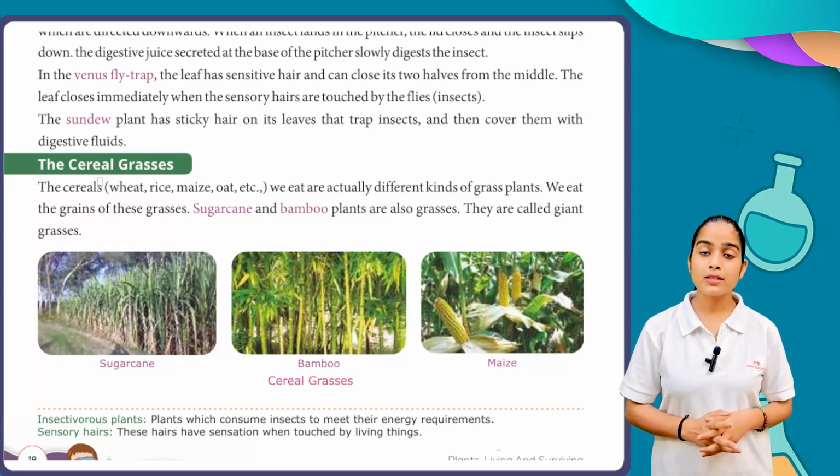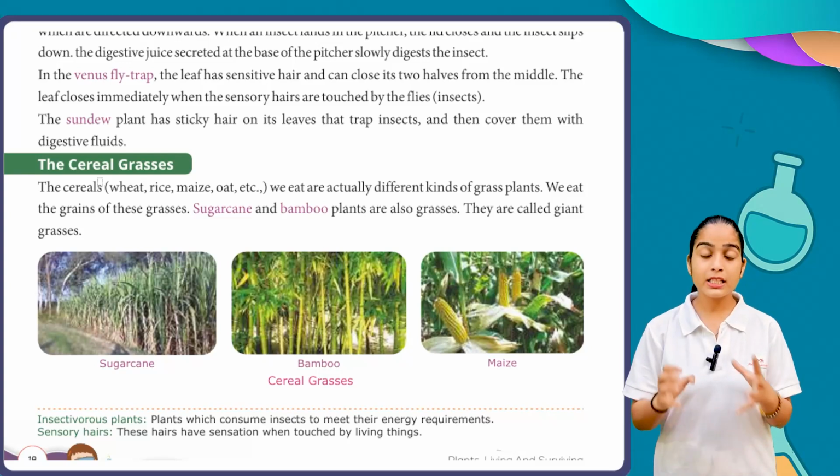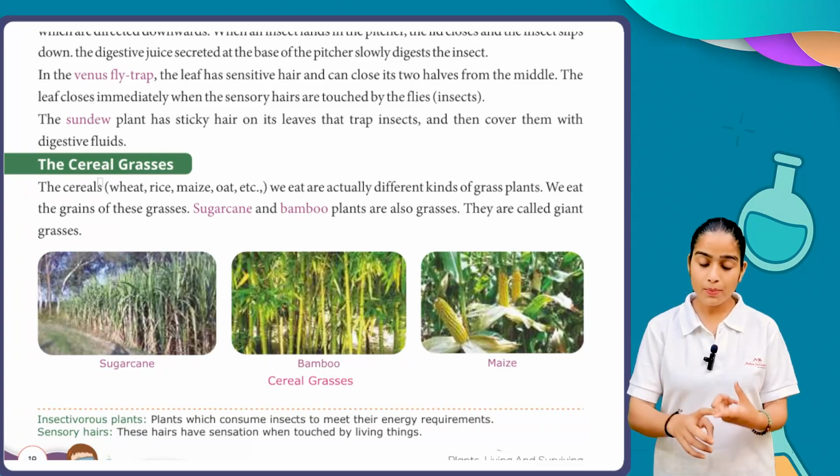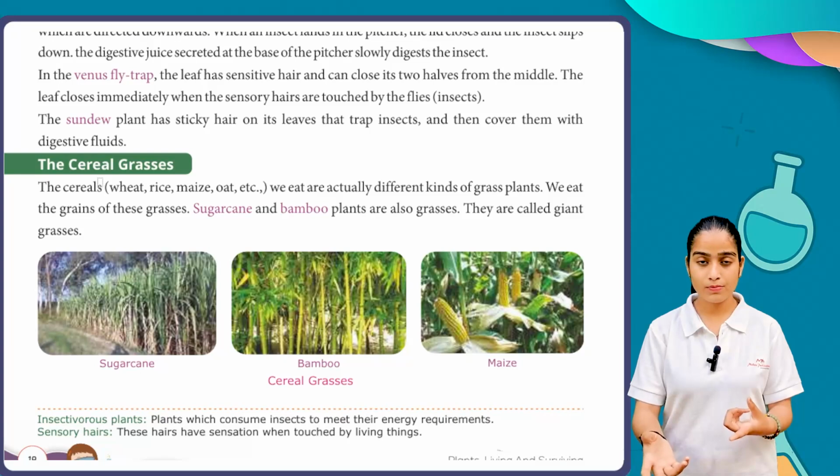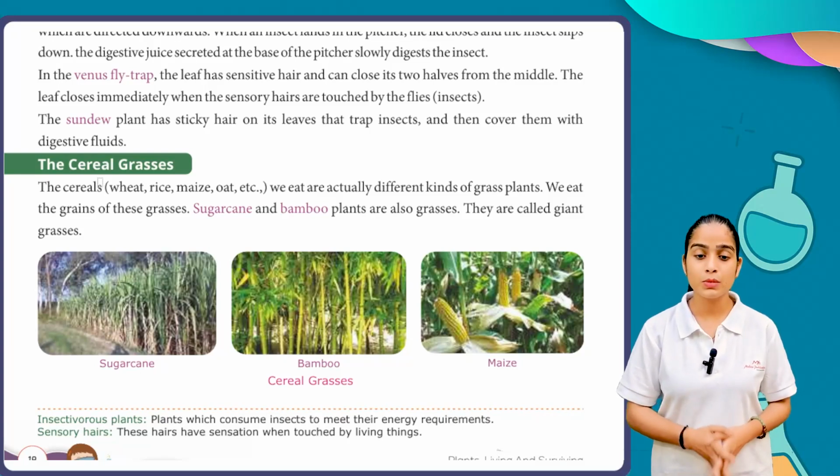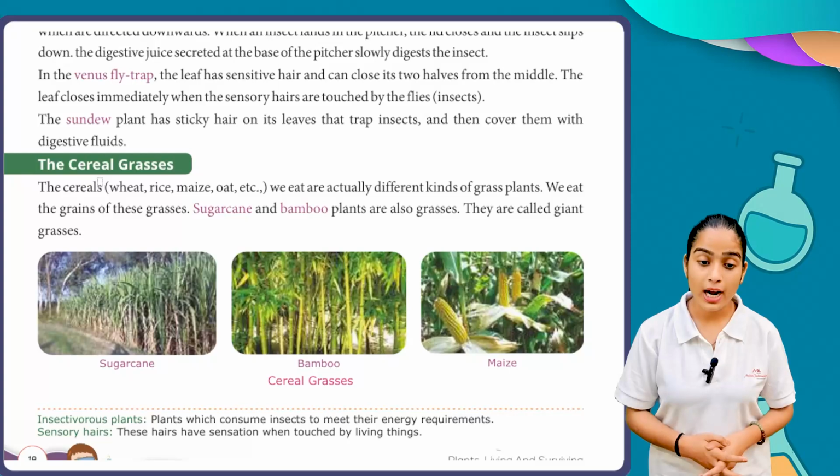Sugarcane and bamboo plants are also grasses. They are called giant grasses. So those grasses are eaten by human beings basically. Not bamboo, but sugarcane is eaten by human beings. That is referred to as giant grasses.